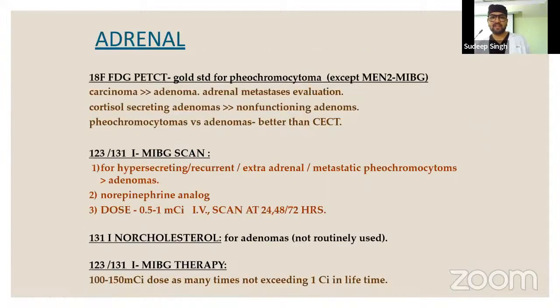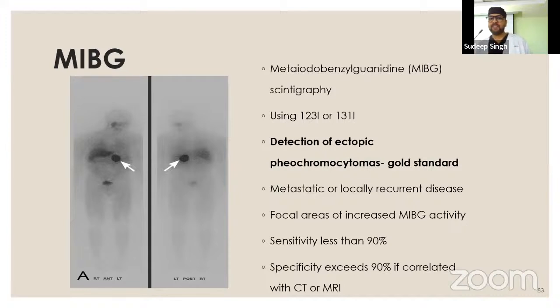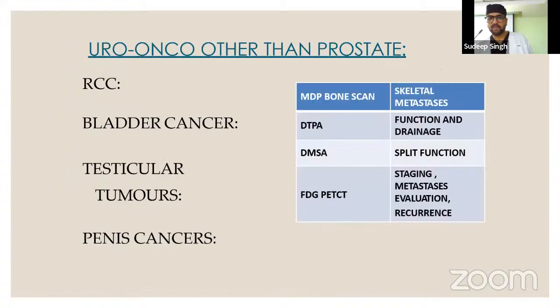The use in adrenal: 18F FDG PET scan is the gold standard for pheochromocytoma, except in MEN2, where MIBG is used. The iodine MIBG scan can be used for hypersecreting, recurrent or metastatic pheochromocytomas. The iodine cholesterol can be used for adenomas and MIBG therapy. MIBG scintigraphy is used for detection of the ectopic pheochromocytoma and is a gold standard. Then uro-oncology other than the prostate, we can use it in RCC, bladder cancer, testicular tumors, and penile cancer.